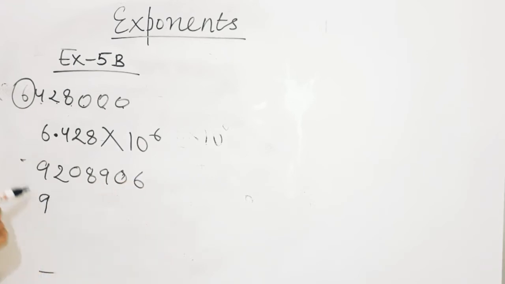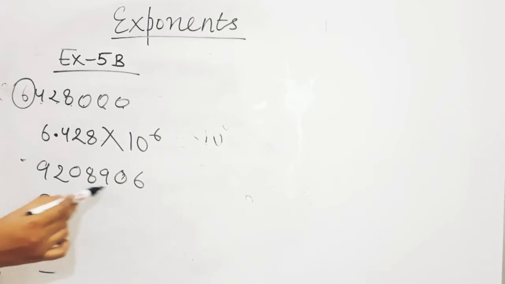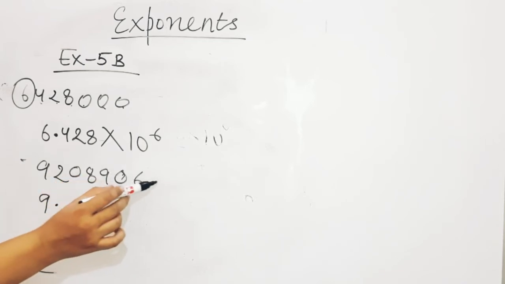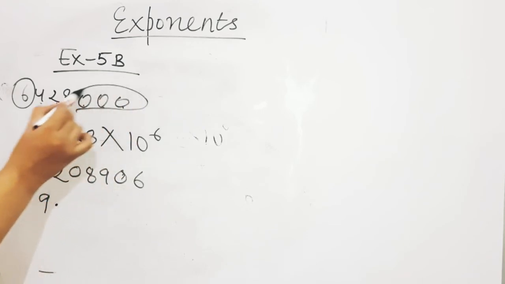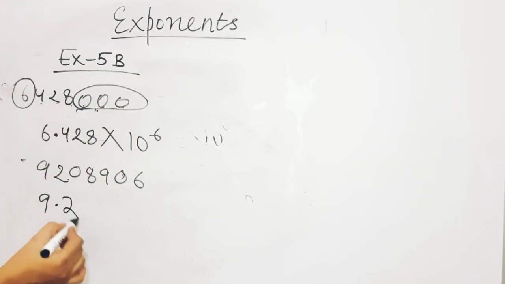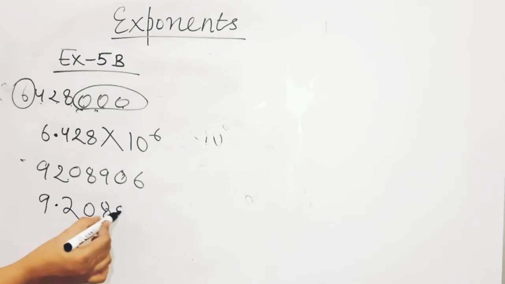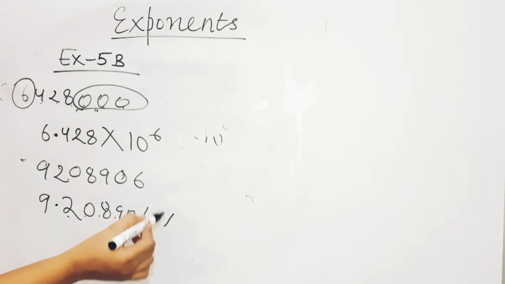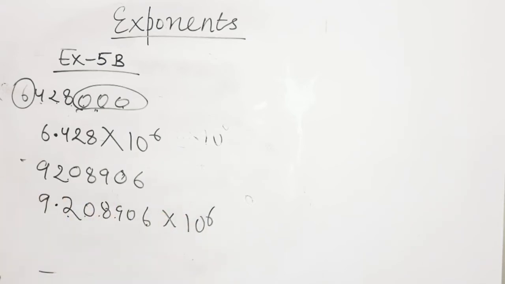place a decimal point just after the first number. Since there are zeros in the middle, we cannot leave the zeros. If the zeros are at the extreme right like here, then you have to remove the zeros. But the zeros are in between, so it will be 9.208906, 1, 2, 3, 4, 5, 6, multiplied by 10 to the power of 6.